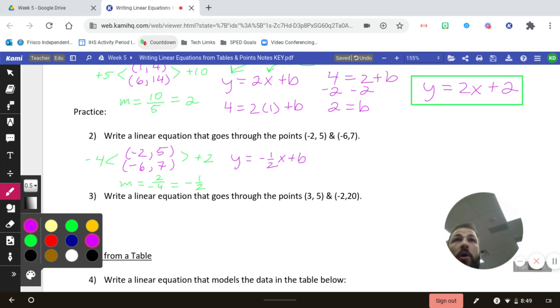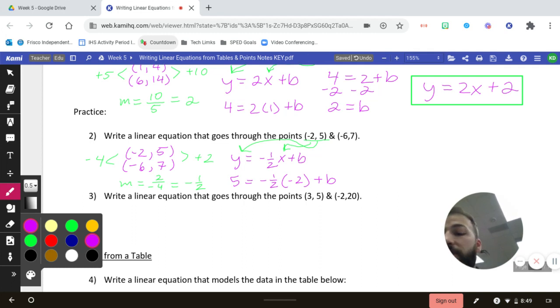So I still have my 3 unknowns. I want to solve for b, so I'm going to take one of my points. Doesn't really matter which one, but I typically just choose the first one. Plug x in for x, plug y in for y. So 5 is equal to negative 1/2 times negative 2 plus b.